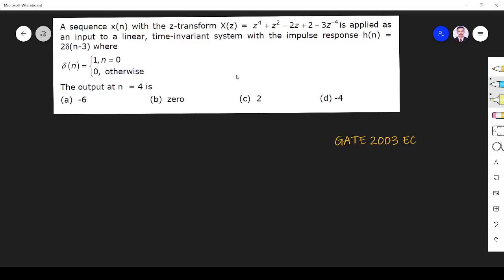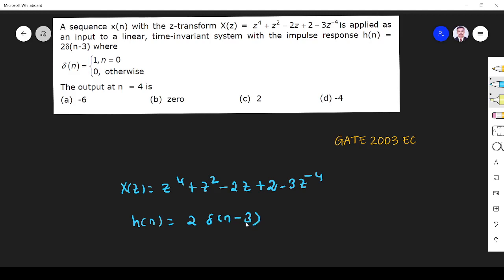Hi friends, in this video let us solve a signals and systems question asked in GATE 2003 EC paper. The question is: a sequence x[n] with z-transform X(z) = z^4 + z^2 - 2z + 2 - 3z^-4 is applied to an LTI system with h[n] = 2δ[n-3]. What is the output y[n] at n = 4?